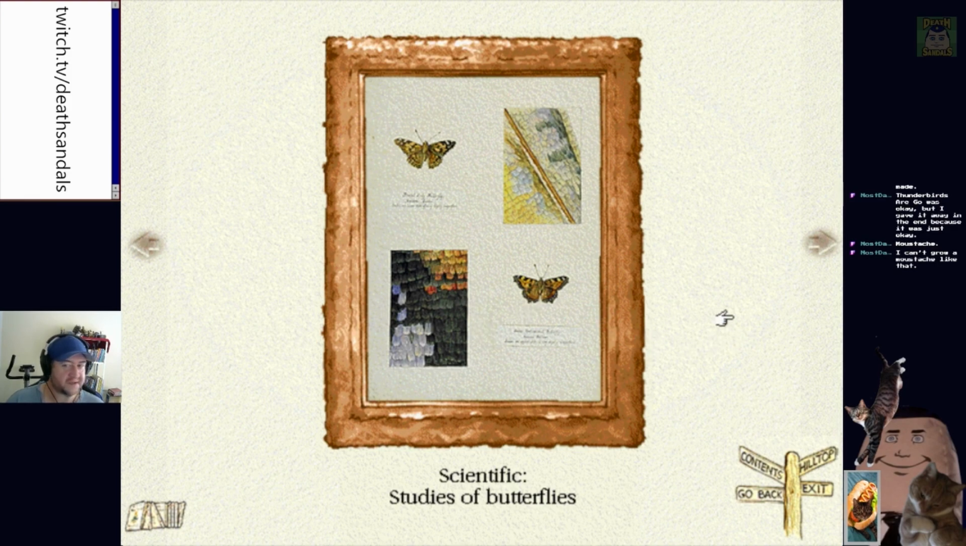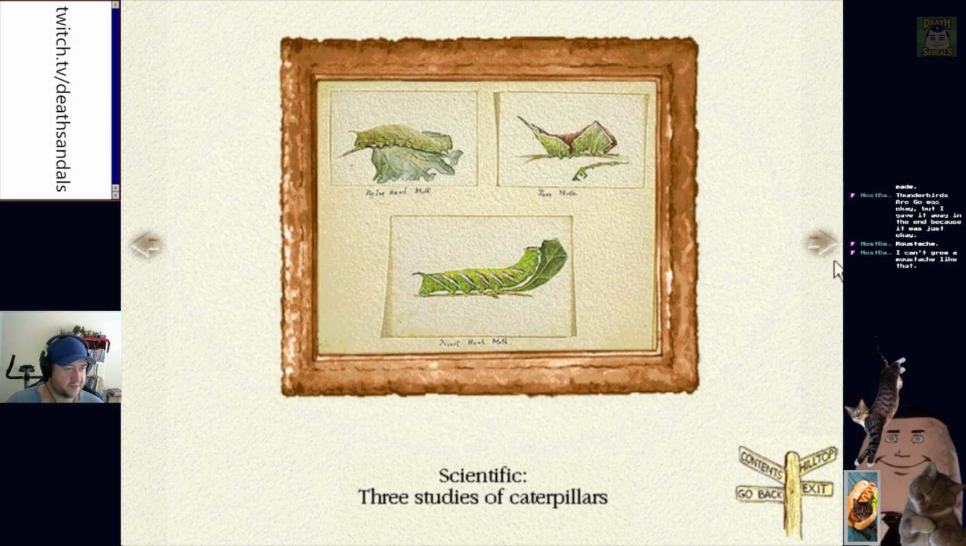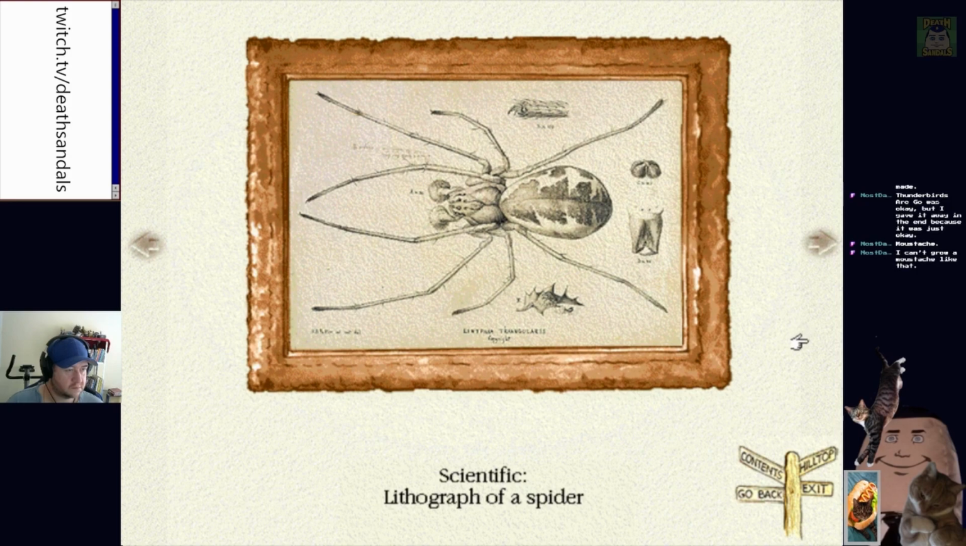To actually be able to physically draw that picture just from, yeah. That's pretty impressive. Caterpillars of the poplar hawk moth, the puss moth, and the privet hawk moth. A lithograph of a sheet web spider, highly magnified. Big creepy spider.